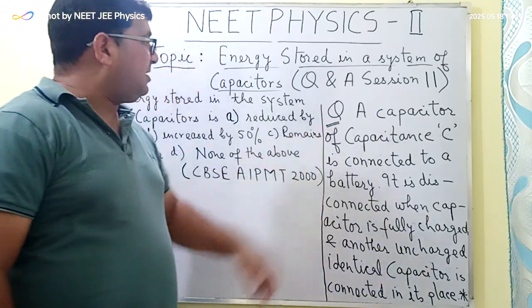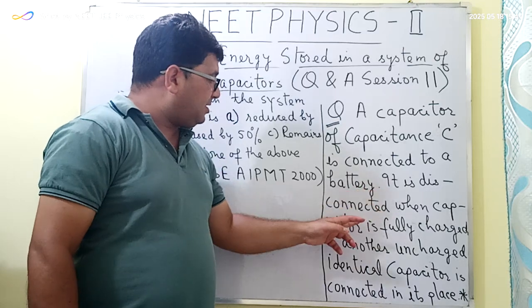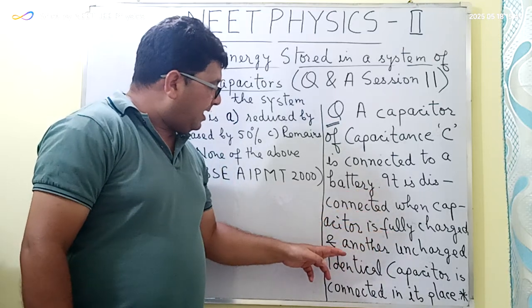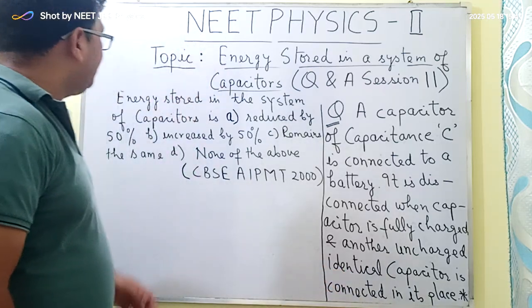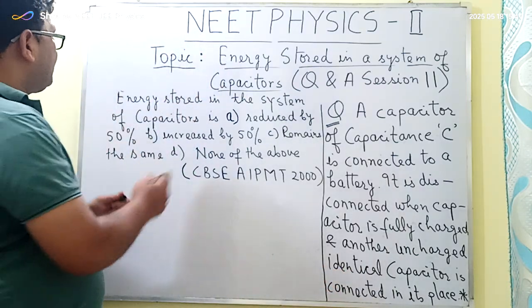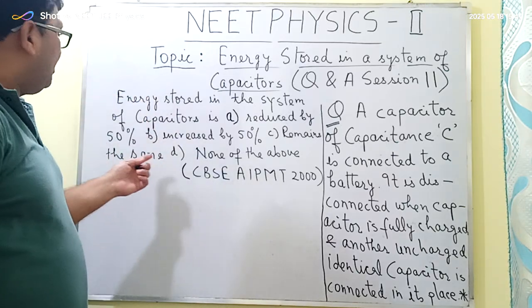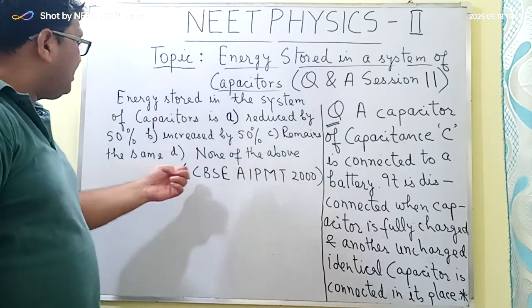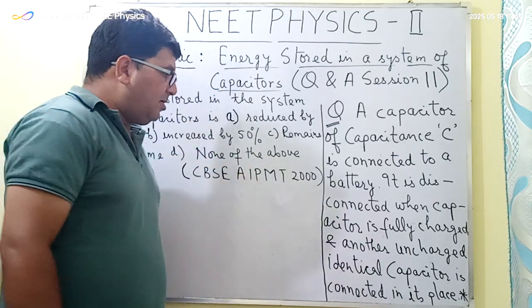So the question here is: a capacitor of capacitance C is connected to a battery. It is disconnected when the capacitor is fully charged, and another uncharged identical capacitor is connected in its place. So the energy stored in the system of capacitors is, first option A, reduced by 50%; B, increased by 50%; C, remains the same; and D, none of the above. So we have to find the correct option out of these four.